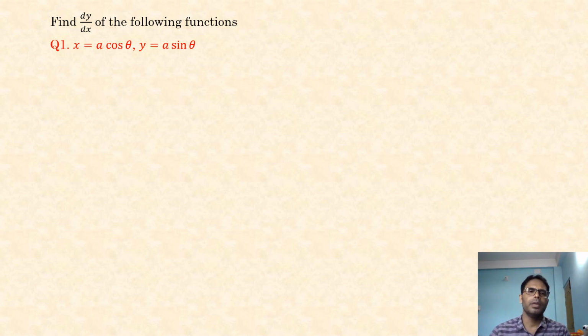Now you see here, this theta is the parameter, because theta is the variable present in both. You do not think about a, it is a constant number, and cos and sin are inside of theta, so these are functions of theta. So this is a parametric equation in terms of parameter theta. By the rule we already learned, to find the derivative of this type of equation, we have to differentiate x and y separately.